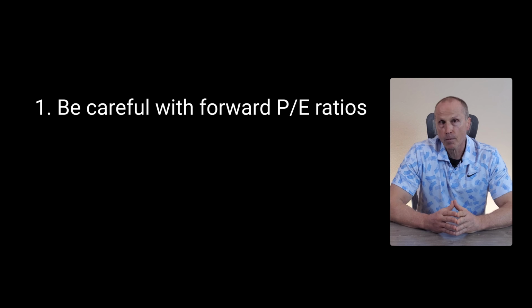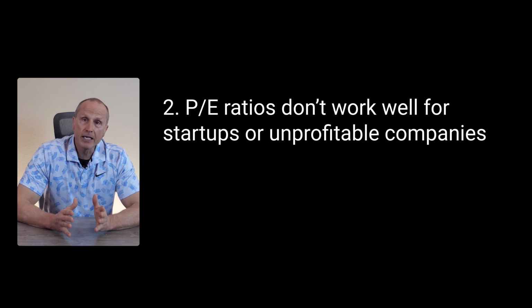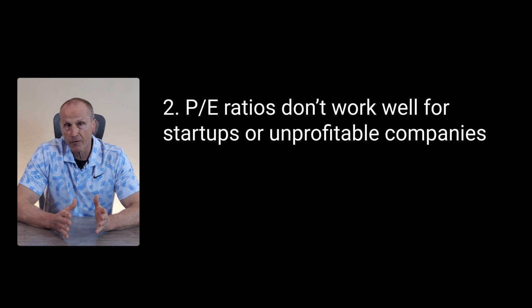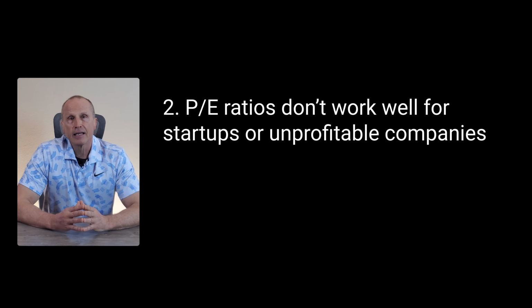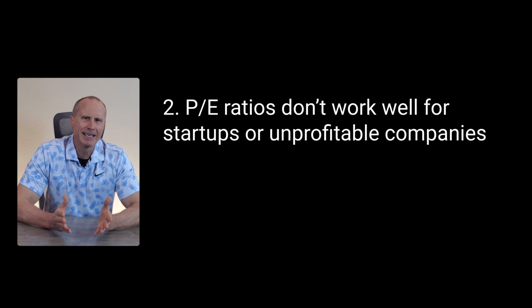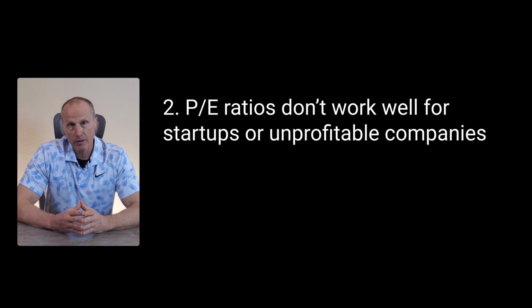So here's a quick rundown of the biggest limitations and common mistakes with PE ratios. First, be careful with forward-looking PE ratios. They're based on analysts' estimates and opinions, which can be overly optimistic in good times and too pessimistic in downturns. Plus, they change constantly with market conditions. 2. PE ratios don't work well for startups or unprofitable companies. If the company has little to no earnings, the PE ratio becomes meaningless. It's much more reliable for mature companies with a solid track record.